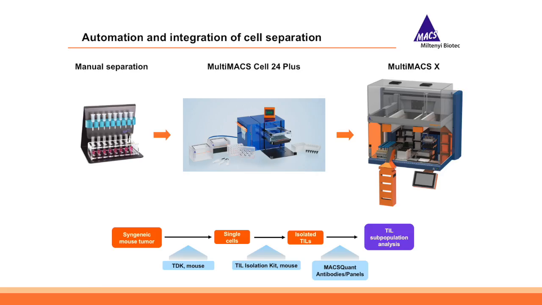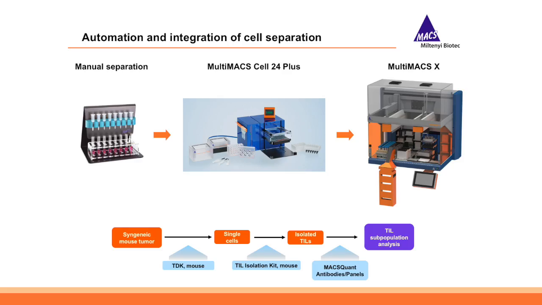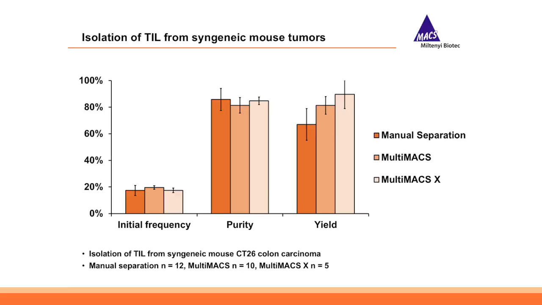This significantly improved workflow can be further streamlined by using the MultiMACS, which allows the parallel isolation of up to 24 different samples, or the fully automated MultiMACS X, which is a fully automated walk-away solution with liquid handling and high-throughput cell separation. All 3 solutions were validated for isolation of TILs, and they all have extremely high purity and yield.